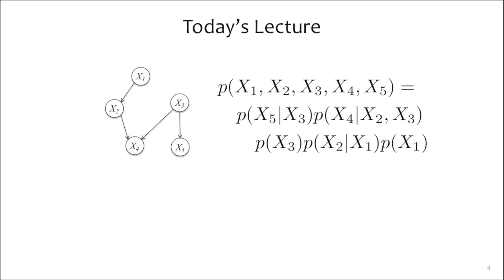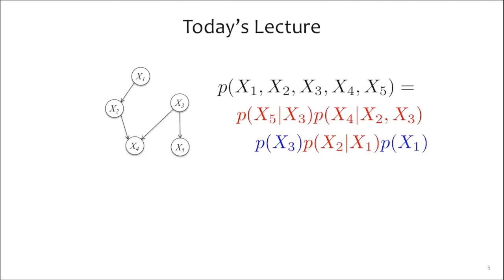So today we are going to talk specifically about learning the parameters of the Bayesian network when all of the variables are observed. So here's an example. Let's say that here's a graphical model that is given, and the joint distribution of the 5 variables can be written as a set of conditionals and marginals.